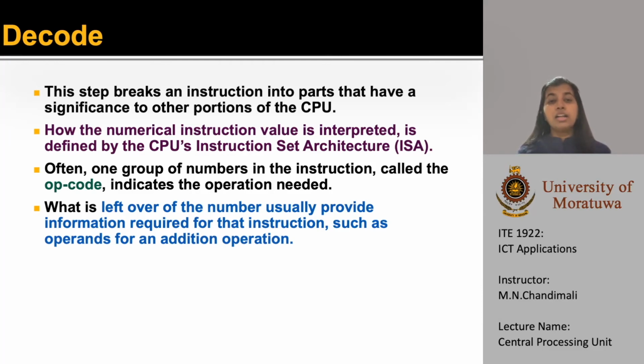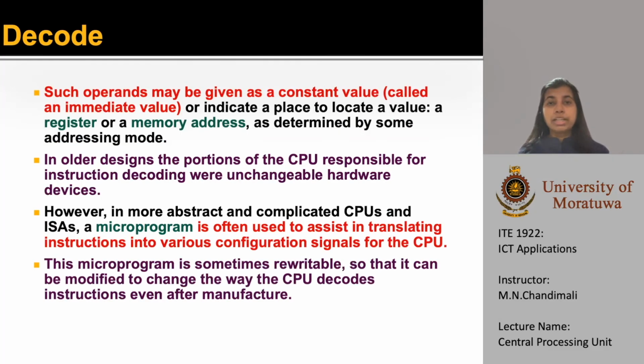The remaining parts are used to represent the operands that are required for the operation to take place. These operands can be a constant value or a register or a memory address that indicates a place to look for a particular value. In older designs, the portions of the CPU responsible for instruction decoding were unchangeable hardware devices. However, in more abstract and complicated CPUs and instruction set architectures, a microprogram can be used to assist in translating instructions into various configuration signals for the CPU. This microprogram is sometimes rewritable so that it can be modified to change the way the CPU decodes instructions even after manufacture.